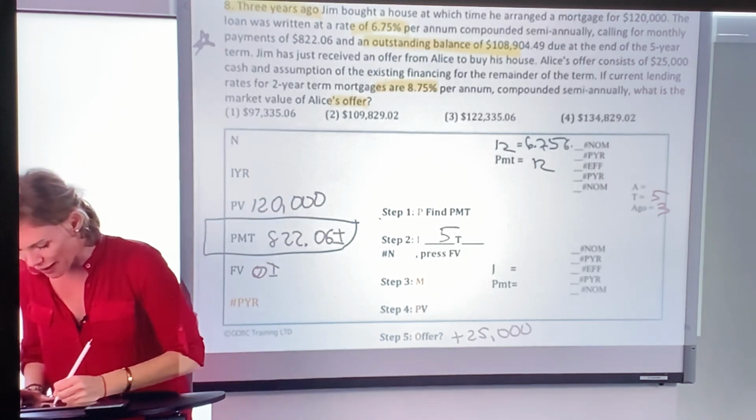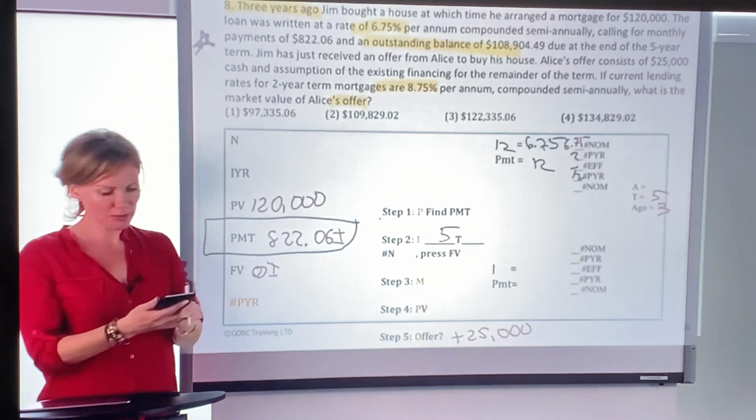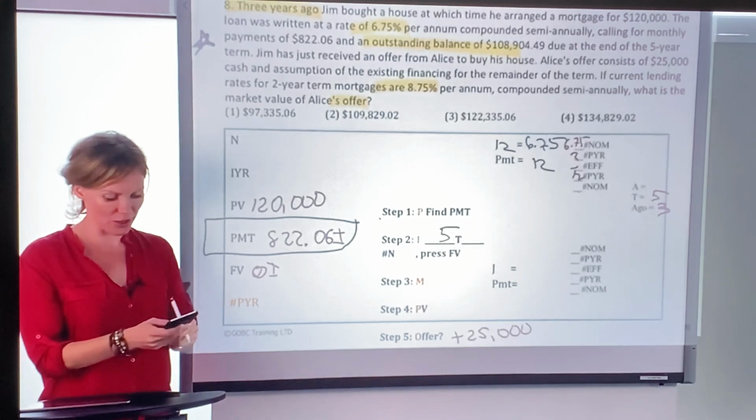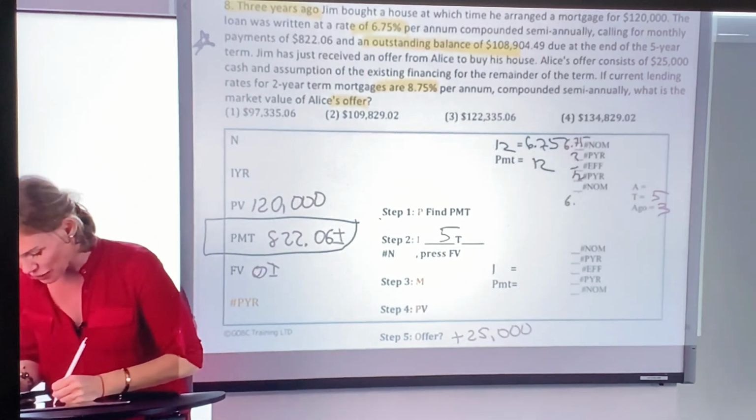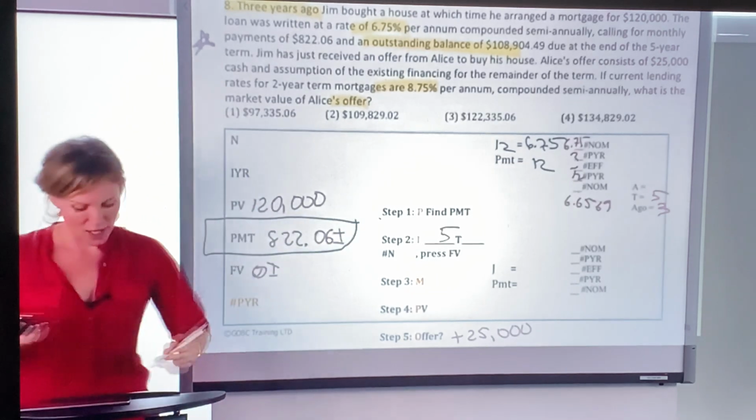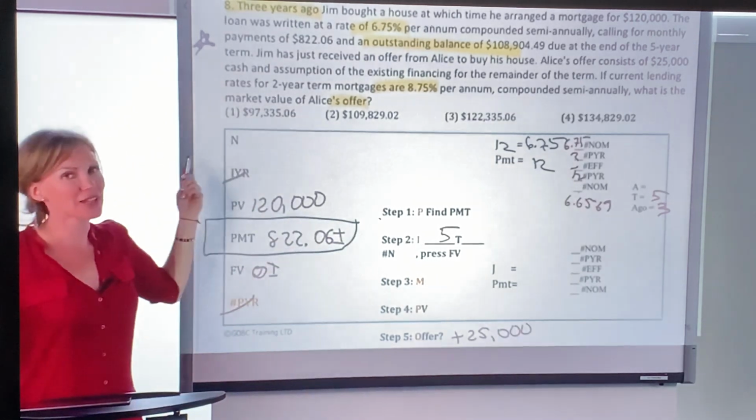So you're going to do 6.75, 2 and 12. Let's do it together. So 6.75 shift norm, 2 shift PYR shift effective, 12 shift PYR shift norm, 6.6569. Okay, so the impairment is done. I like PYR, I cross it off. I don't have the N in this question, so I'll just keep it for now.